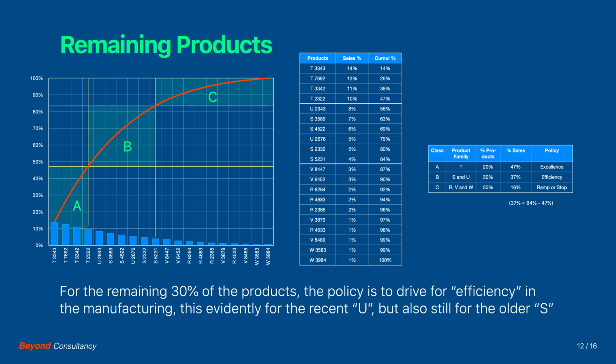The remaining 30% of the products create 37% of the total sales target. They form the B class. It consists of products like the U family, which are on the way up, and now is the time to invest in efficiency improvements in the manufacturing of these products. The same can be said about the products which are on the way down, like the S family. Within certain investment assumptions, efficiency improvements still make sense for these products.